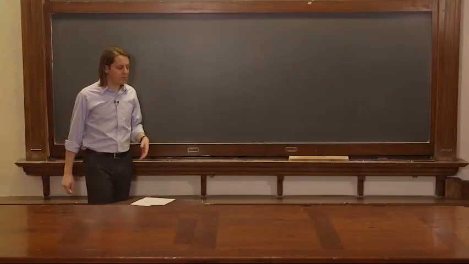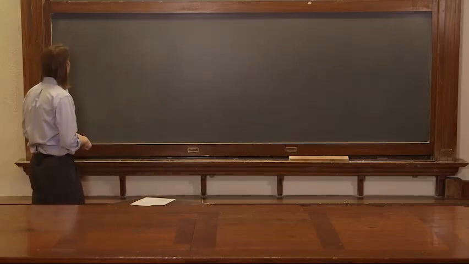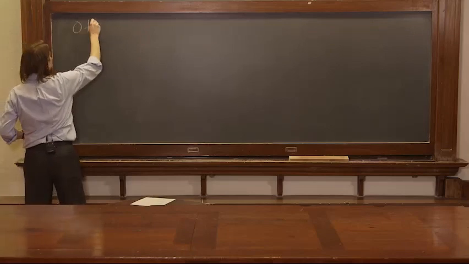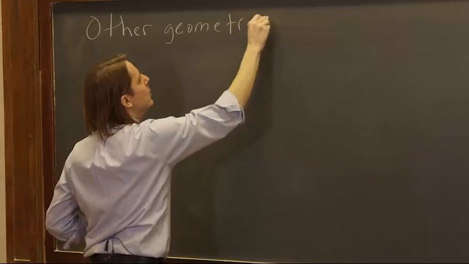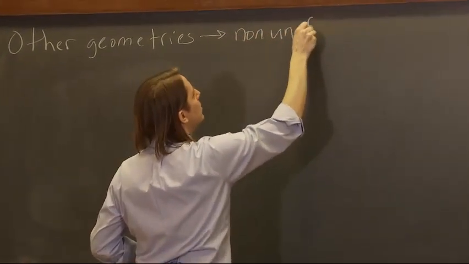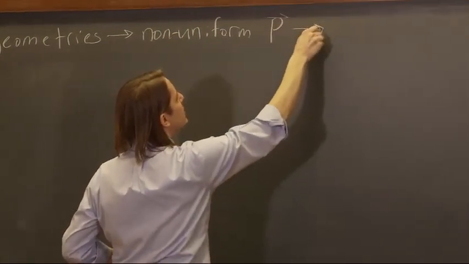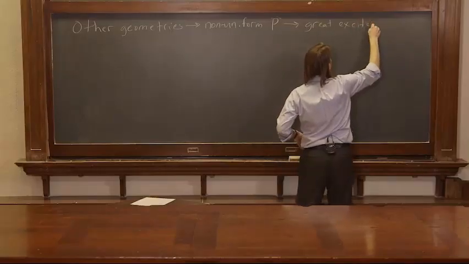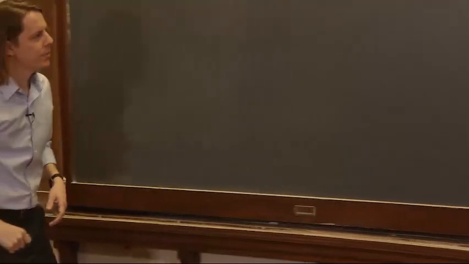Okay, so we did the one-dimensional case, and we saw some of the basic ideas: bound charge, internal fields, external fields, polarization. Now let's let things get more complicated. If you do other geometries, those can lead to non-uniform P, which can lead to great excitement. So we're going to see new things when we let our polarization become non-uniform.